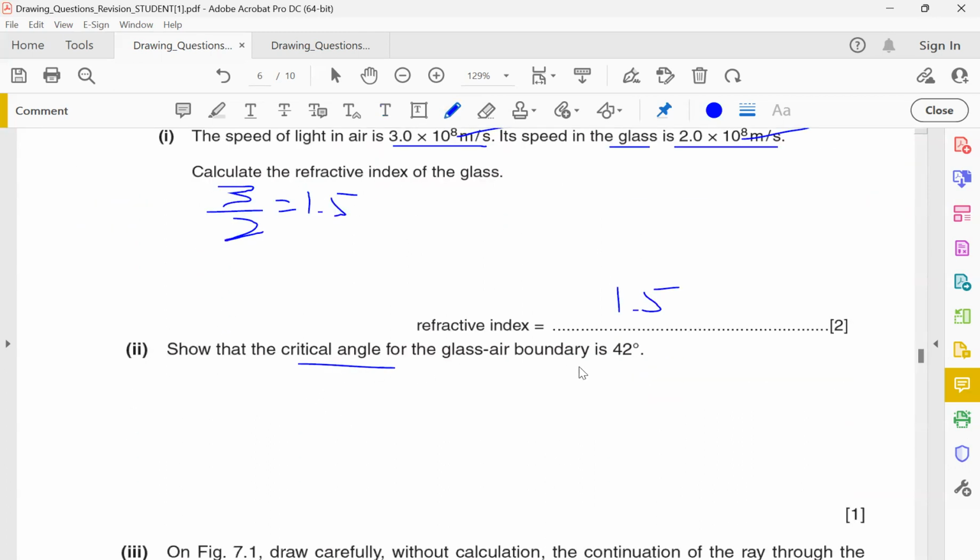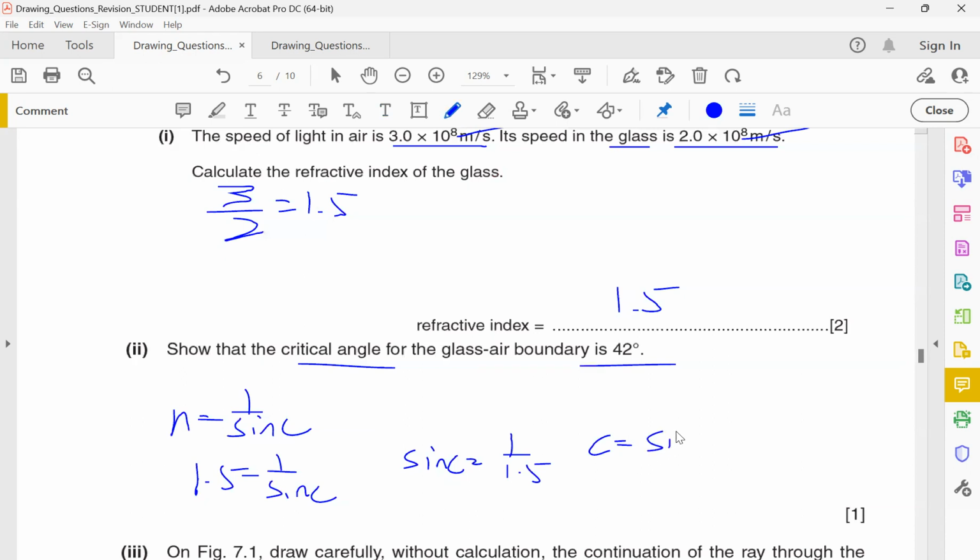And they ask you to show that the critical angle is 42 degrees. So it means to say your n equals 1 over sine c, and you're supposed to show your c by plugging in your 1.5. 1.5 equals 1 over sine c. And then you start to do it in your calculator. Sine c equals 1 over 1.5. And your c would have been shift sine 1 over 1.5. This would have been your working, and you will for sure find somewhere around 42. You'll get 41.8 if you did this, which is the same as 42.